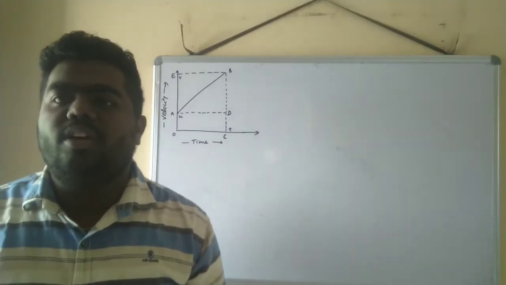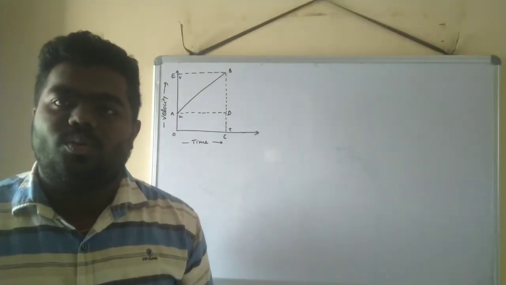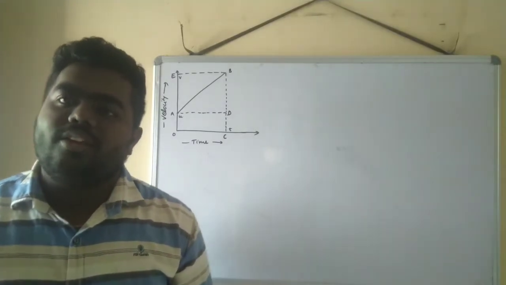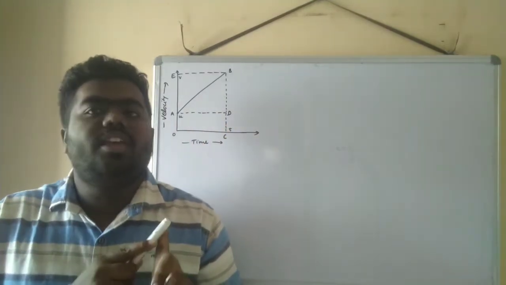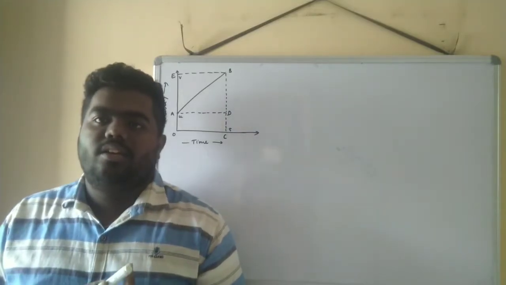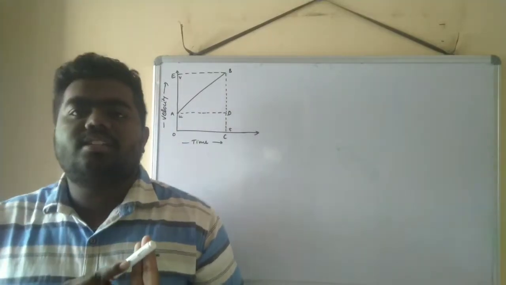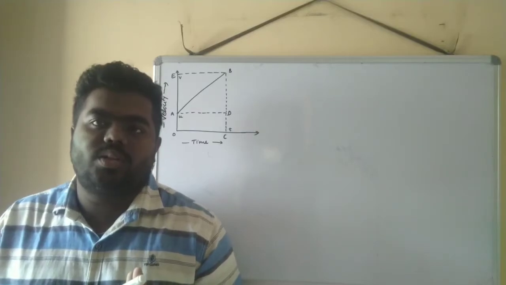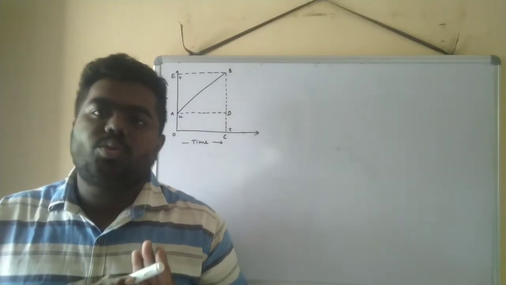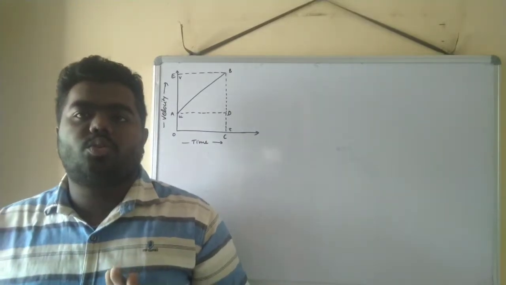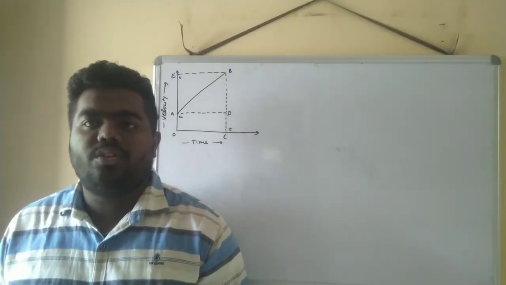So today we are moving ahead to the first derivation of this chapter, that is equations of motion. We will derive the equations of motion. Remember one thing, there are three equations of motion. Number one, V is equal to U plus AT. The second is S is equal to UT plus half AT square. And number three, V square is equal to U square plus 2AS. These three are equations of motion.